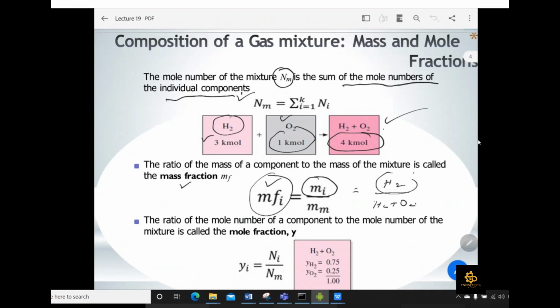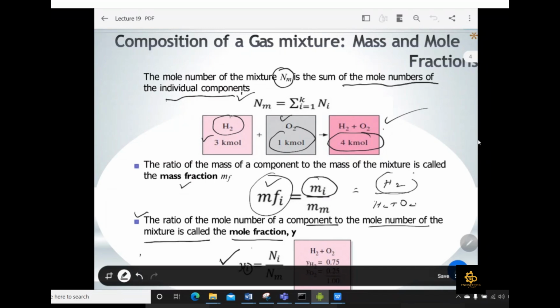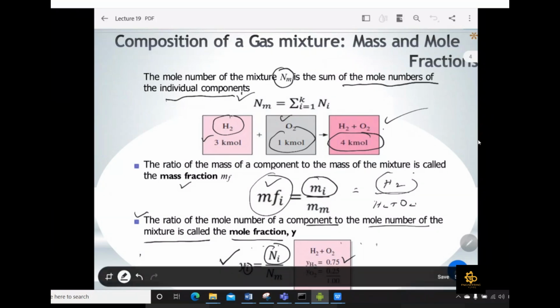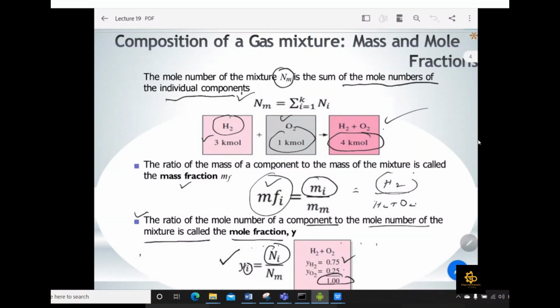Now, similarly, we find the mole fraction. The ratio of the mole number of the component to the mole number of the mixture is called the mole fraction. We denote mole fraction with y, and i denotes the specific component, for example hydrogen or oxygen. So Ni is the specific component we are talking about. For example, for H2, the moles of H2 are 0.75 and the moles of the mixture are 1. We just divide, and we get the mole fraction of that specific component.